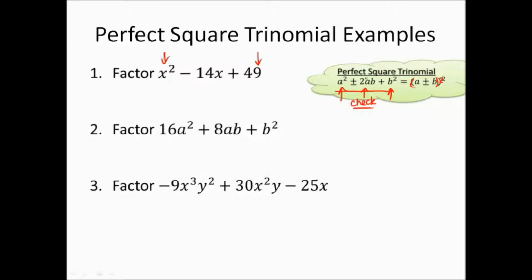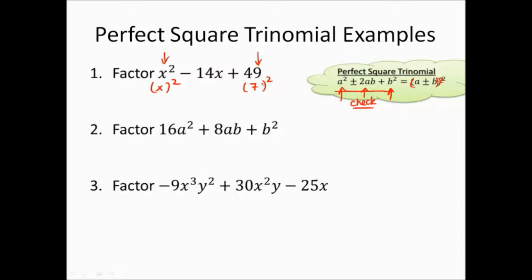You want to make sure that the middle term is actually indeed twice the first times the last. So you almost want to just write it in that format and see if you can make it work. What square and what square would be at the ends? That'll help you find out what your a and b is. So here we have x and here we have 7.